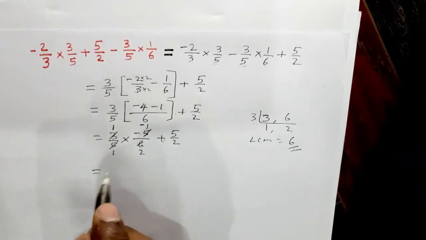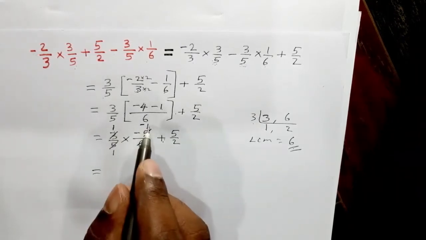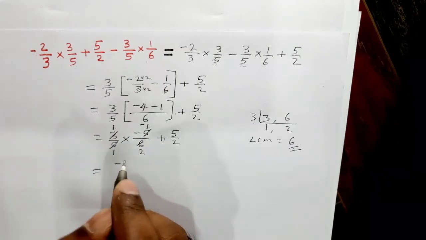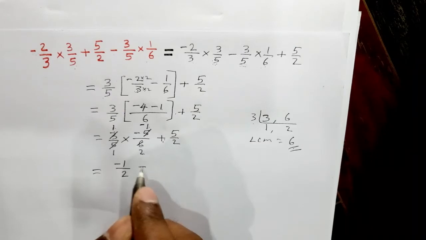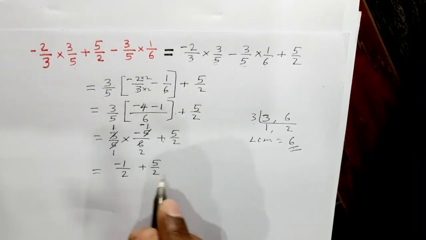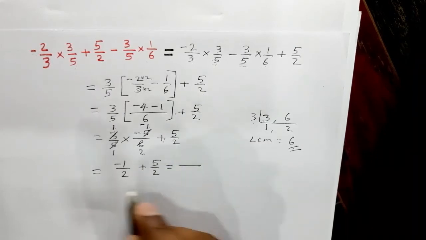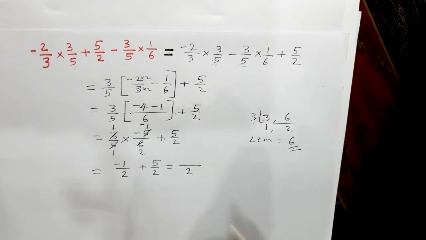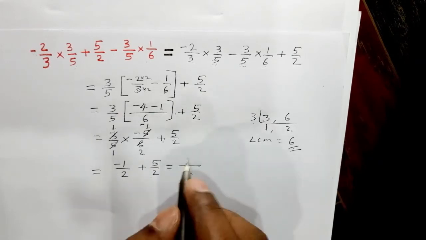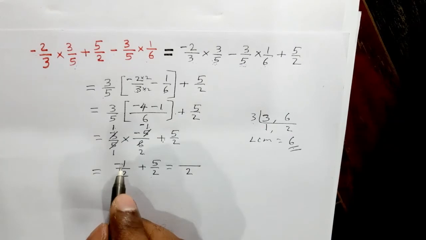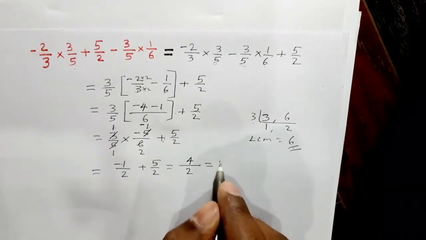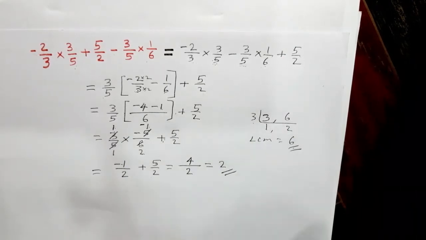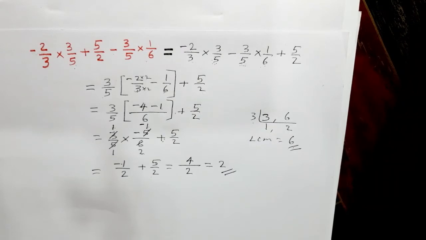So we got the balance here 1, here minus 1. So 1 into minus 1 is equal to minus 1, and 1 into 2 is equal to 2, plus 5 by 2. So we get the answer. The same denominator is here, so we can write 2. Actually this is minus 1 plus 5, which we can read as 5 minus 1, which is equal to 4. So 4 divided by 2 is equal to 2. This is the answer of the first question.